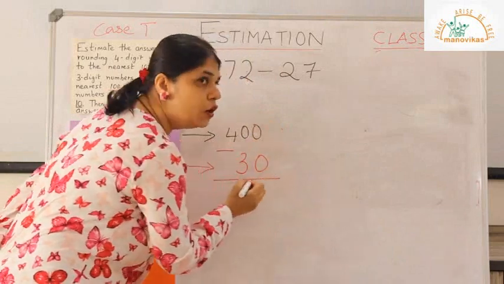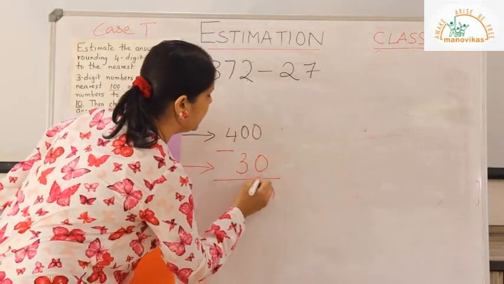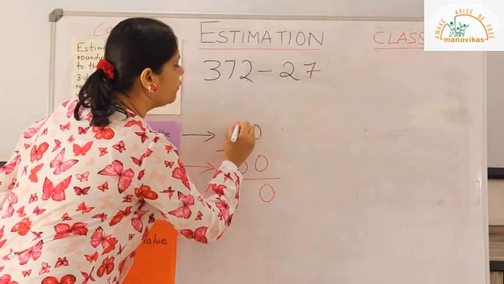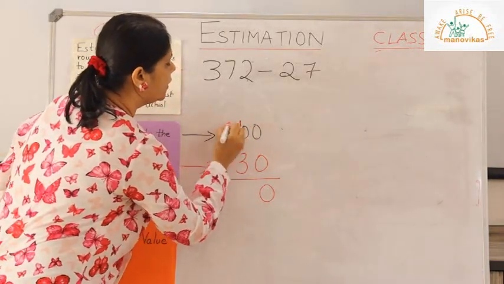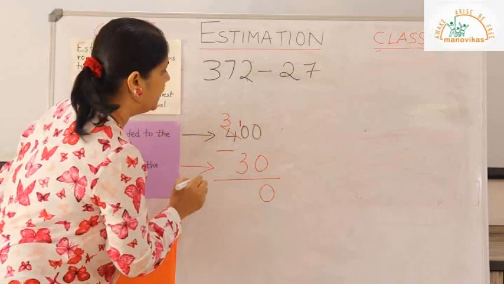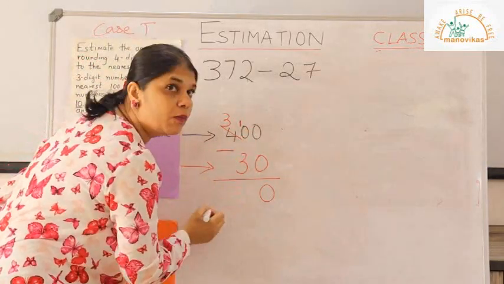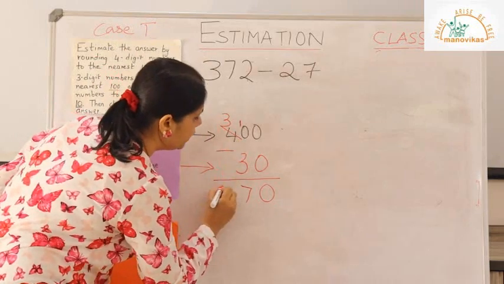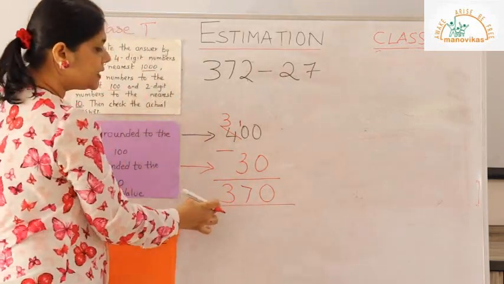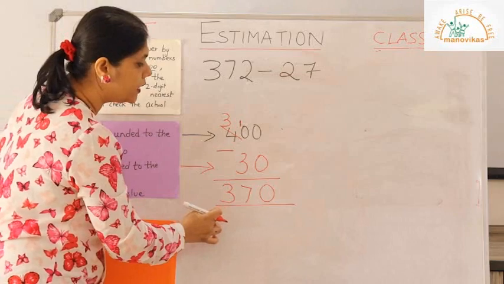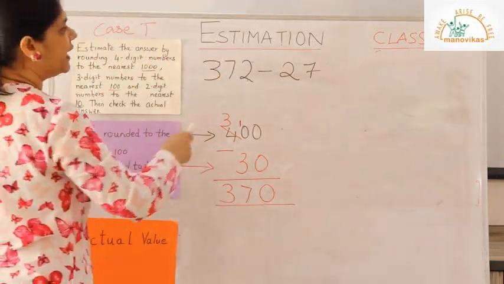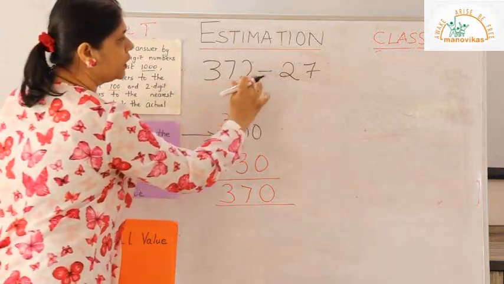To find the estimated difference, what we need to do is we will subtract. Now you all know how to subtract numbers, right? 0. Now 0 minus 3 is not possible. So what we will do? We will borrow 1 here. This will become 3. So 10 minus 3 is how much, children? 7. And this will be 3 minus 0, that is 3. So what is the estimated value you have got here? It is 370.